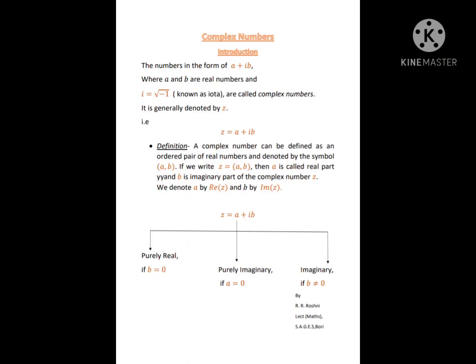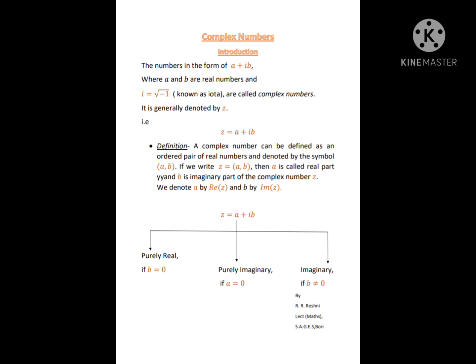Before solving some questions related to complex numbers, we will know in detail what complex numbers actually are. Numbers in the form a plus ib, where a and b are real numbers and i equals under root minus 1, are called complex numbers. This i is also known as iota. A complex number is generally denoted by the small letter z, and z equals a plus ib.